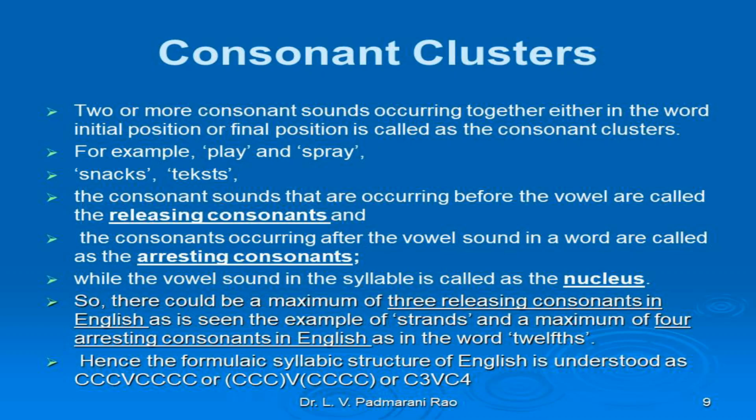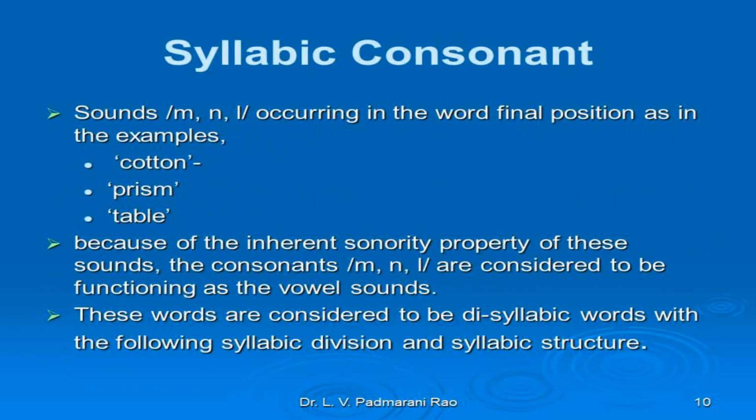Script, as in the example of script, s, k, r. 3 sounds can be there. And the maximum number of the arresting consonants that can be possible after the vowel sound in an English syllable is 4, as you could find in twelfths, f, l, th, s, texts, k, s, t, s, etc. So, this is the syllabic structure of English syllables.